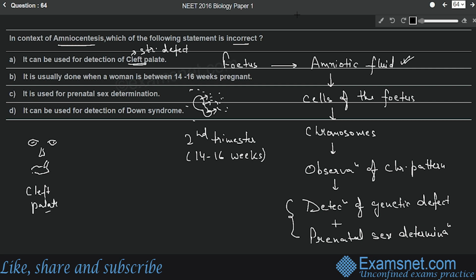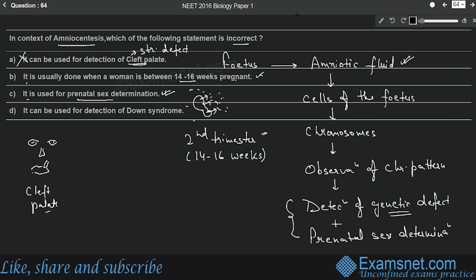So we have seen that amniocentesis is used for the detection of genetic defect, not structural defect. Therefore, it is not the correct statement. Okay. Second statement says it is usually done when a woman is between 14 to 16 weeks pregnant. This is true. We have already seen. Then the third statement says it is used for prenatal sex determination. We have seen that it is used for sex determination of the fetus. So this is also correct.